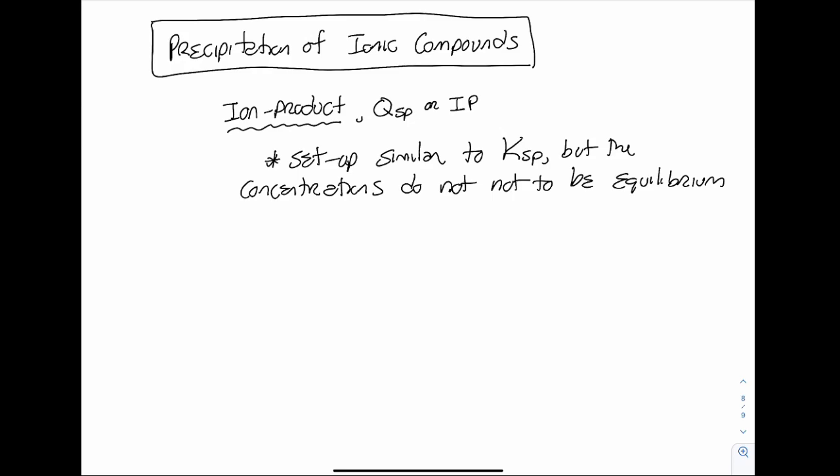So when we're setting up our Ksp expressions, all of those concentrations are equilibrium concentrations, even if I didn't say that. Here we're going to set it up similar, so concentration of our products raised to powers equal to our coefficients over reactants. The reactant is going to be a solid, so we're going to exclude it. It's just that the concentrations don't have to be at equilibrium.